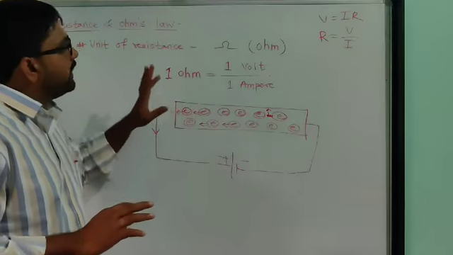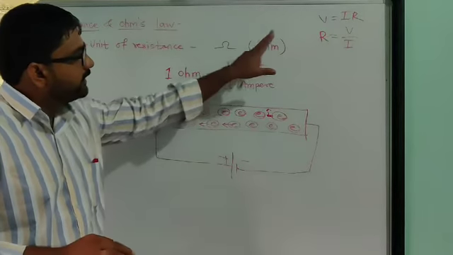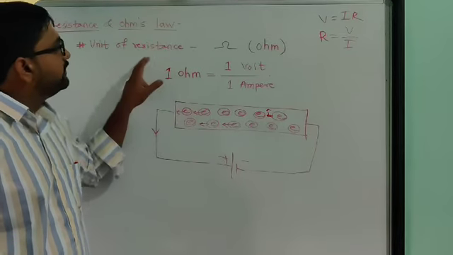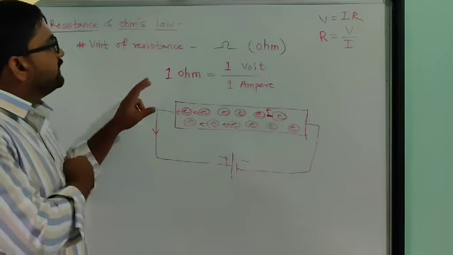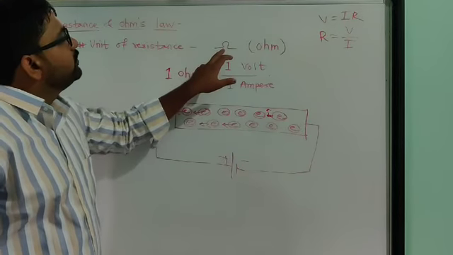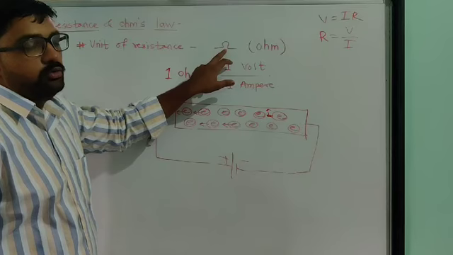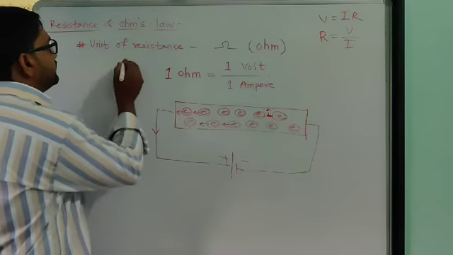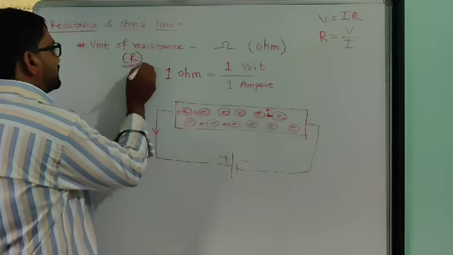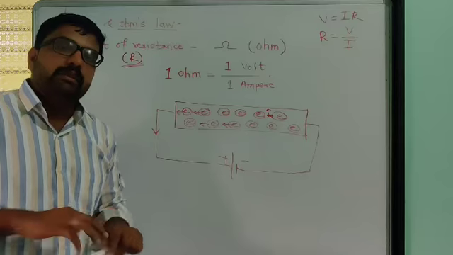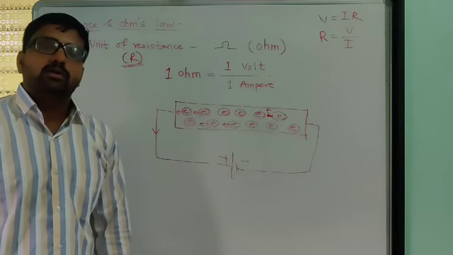But up to now we have studied Ohm's law, that is V equals IR, and second, the resistance, which is denoted by the letter R. The unit of resistance is the Ohm, denoted by the symbol Ω. Resistance is denoted by the letter R. That much part you have to remember today. The remaining part we will see in tomorrow's lecture.